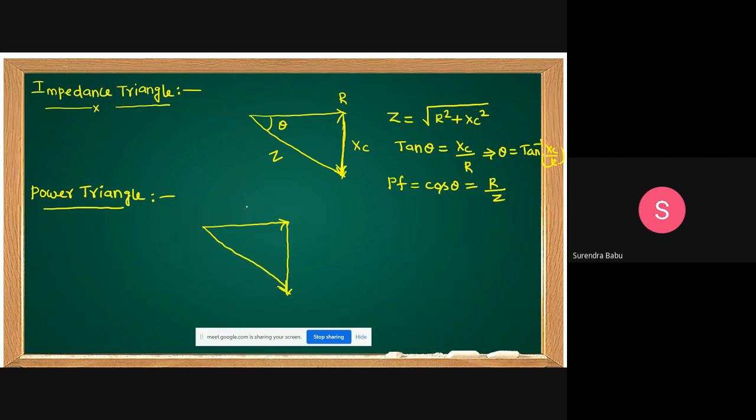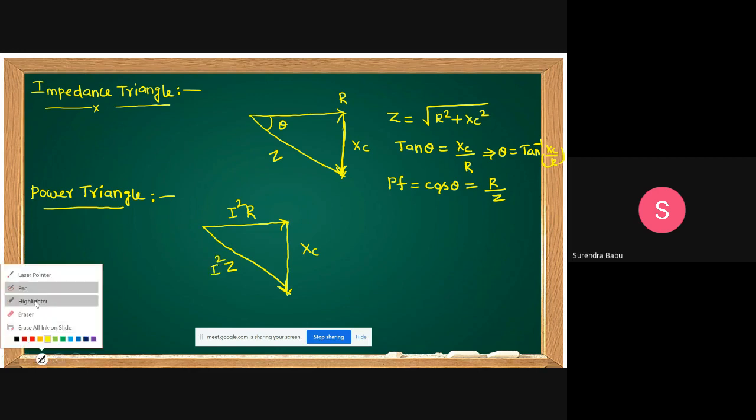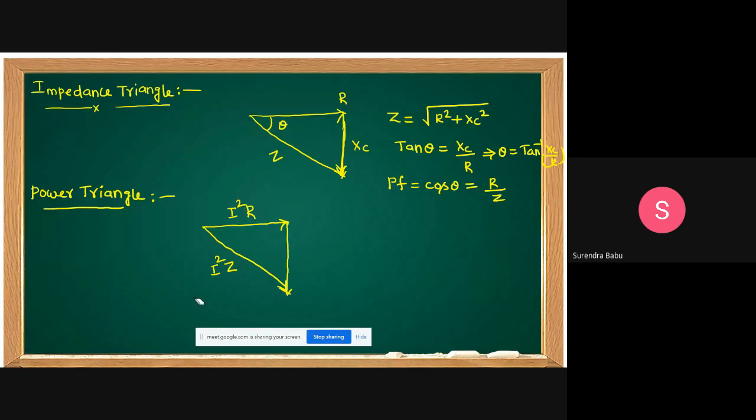Yes, this is R, this is XC, and this is Z. Multiply this with I square, this also with I square, and this also with I square. Then what is I square into XC? Q, C. What is I square into Z? S. And I square into R is P. Yes, friends, what is P equal to? I square R.